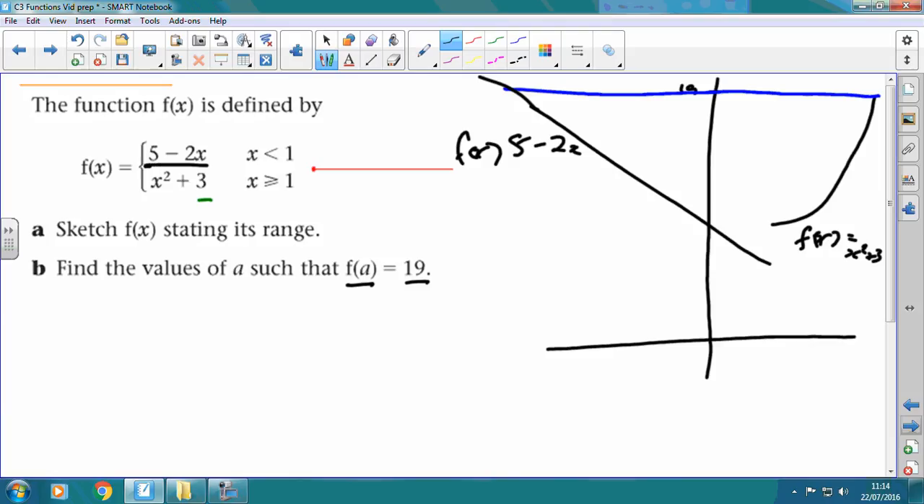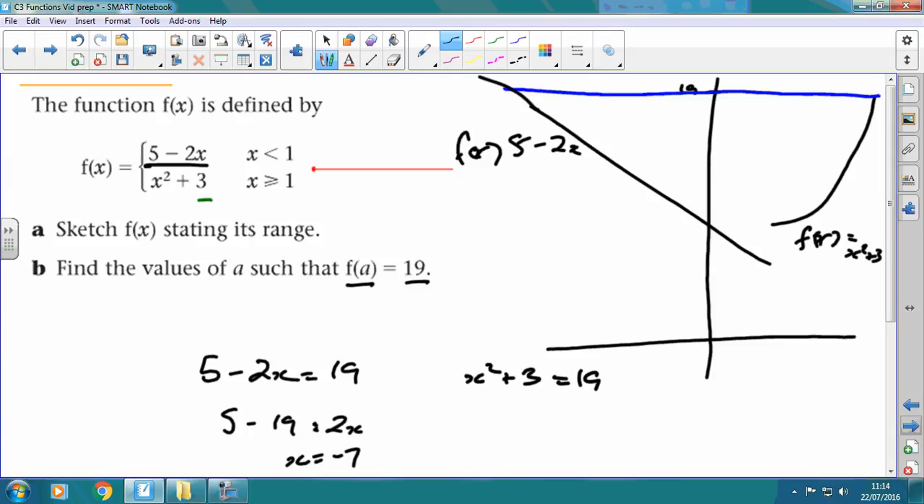So what we're going to do is set both of these equal to 19. So 5 minus 2x equals 19. So 5 minus 19 equals 2x. If we swap those sides, x equals minus 7. We're doing just a little bit of maths there. And if we set the other one equal to 19, x squared plus 3 equals 19. Now be careful with this one. So x squared equals 16, x equals plus and minus 4.